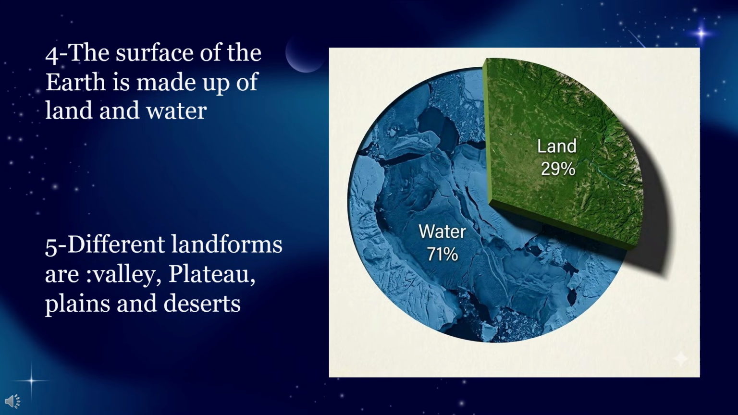Think of valleys, which are low areas between mountains. Plateaus, which are like mountains with flat tops. Plains, which are wide stretches of flat land. And deserts, which are dry areas with very little water. Each of these provides a unique home for different animals and plants.